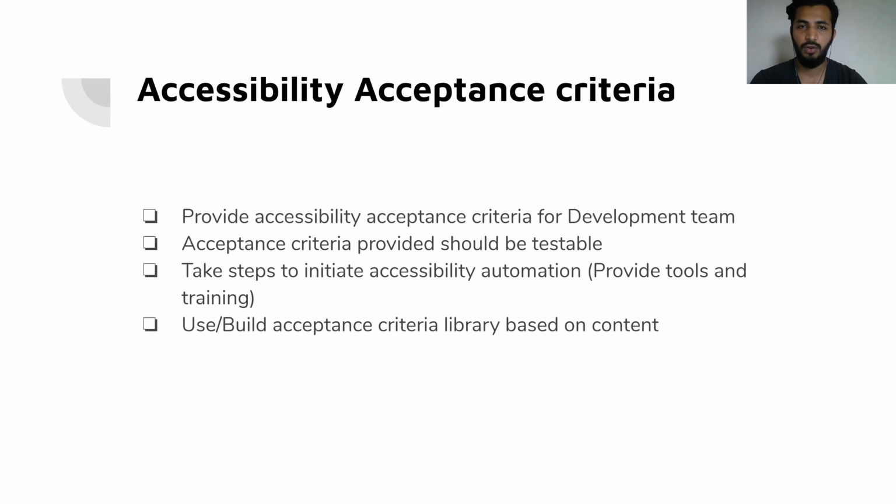And of course, in order to make sure that developers understand the depth of accessibility acceptance criteria, proper training for the developers also plays a really important part. So as an organization, we have to make sure that the proper training process is happening for developers as well. And again, having an acceptance criteria library based on content can be really helpful when putting out similar kind of product. So the developers can always refer back to the library when it comes to evaluating or self-evaluating the content they're developing.